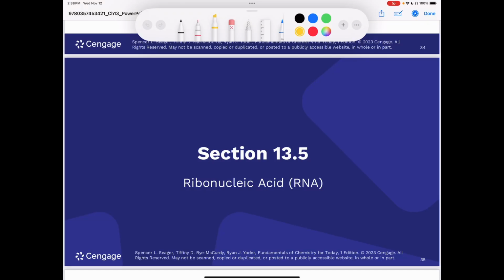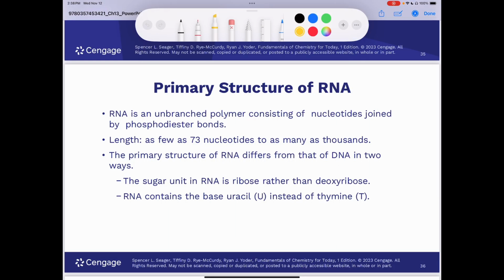Ribonucleic acid, or RNA. RNA, like DNA, is a long, unbranched polymer consisting of nucleotides joined by phosphodiester bonds. The number of nucleotides in an RNA molecule ranges from as few as 73 to as many as thousands. The primary structure of RNA differs from that of DNA in two ways.